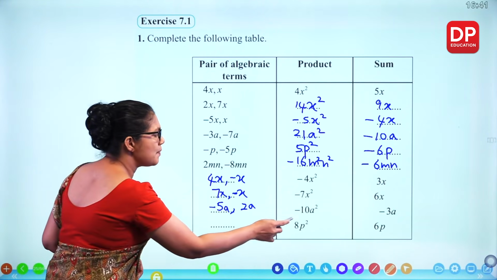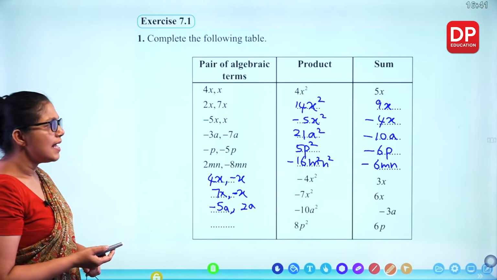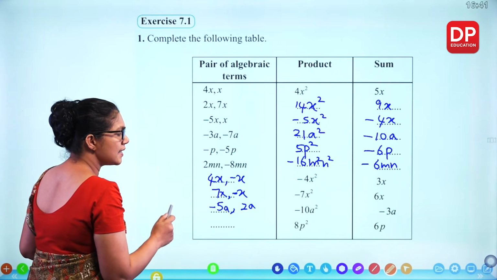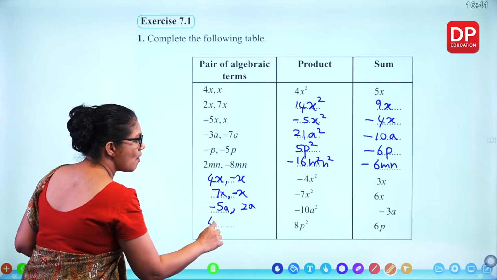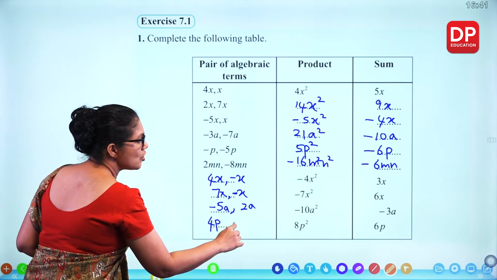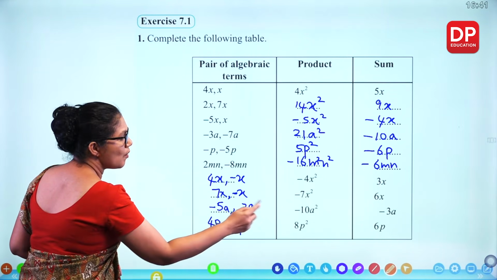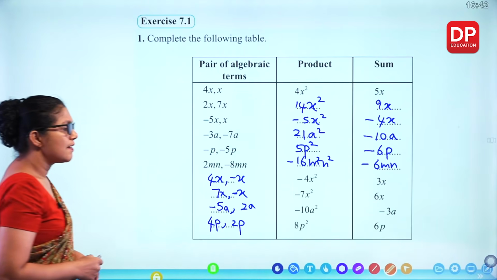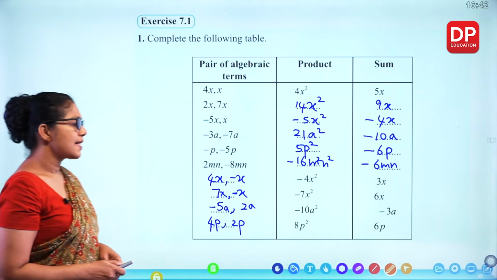Now this one, 8p squared and 6p as the sum. So what are the factors of 8? 8 you can write 4p and 2p. Now both are positive and you are getting positive 6p as the sum.